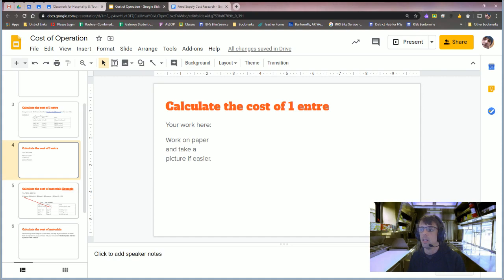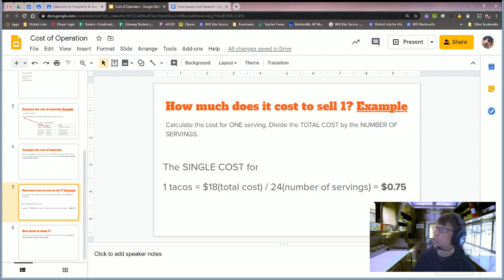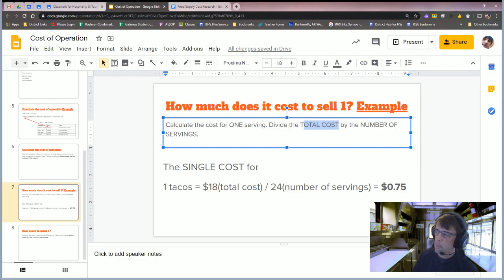All right, now let's go and figure out how much it costs to make one taco. All right, for my one taco. Yours might be a cheeseburger or a piece of fried chicken or a hot dog or whatever it is that you are purchasing that you're trying to sell. Okay, so to calculate the cost of one serving, we're going to divide the total cost here by the number of servings that I can make out of that. Okay, total cost divided by number of servings.